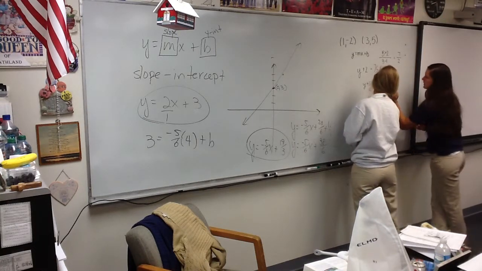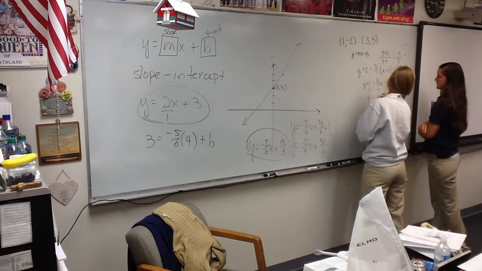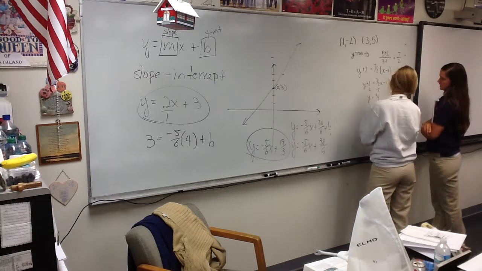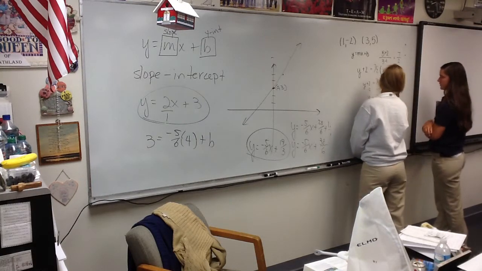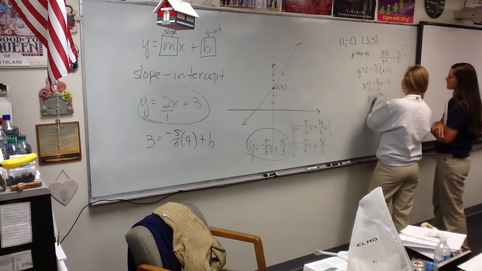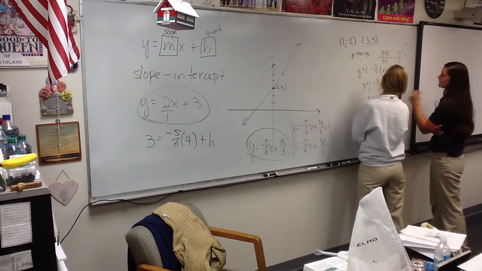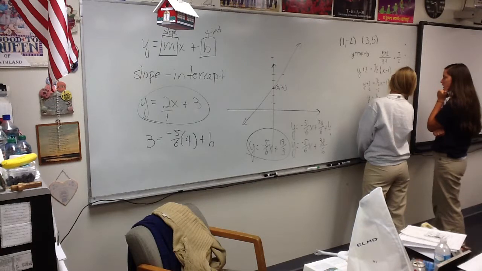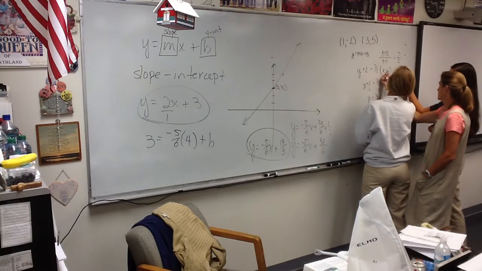Sweet. I got 11 over 2. We get negative 2. Yes, I had negative 21 over 2 plus 5. You have to get a common denominator. Did you get 7 over 2, negative 11? Yeah.